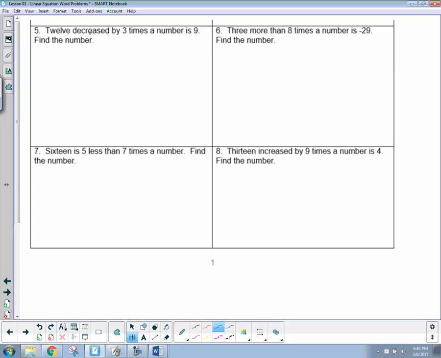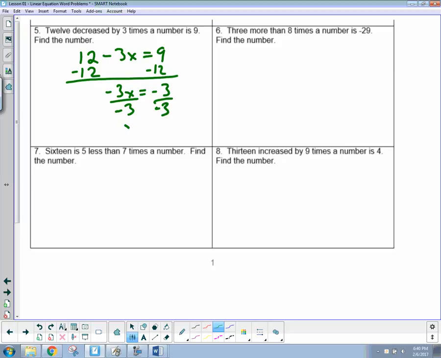Number 5, again, try it out. 12 decreased by 3 times a number is 9. 12 decreased by 3. Alright, decreased by. So, 12 minus 3x equals 9. Subtract 12. Negative 3x equals negative 3. Divide by negative 3. X equals 1.